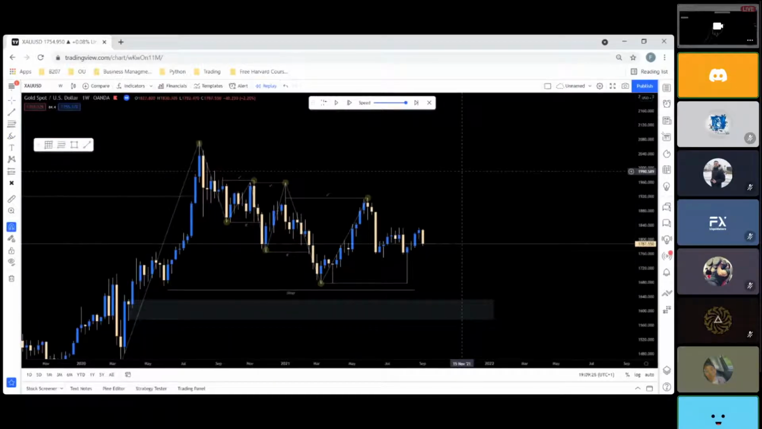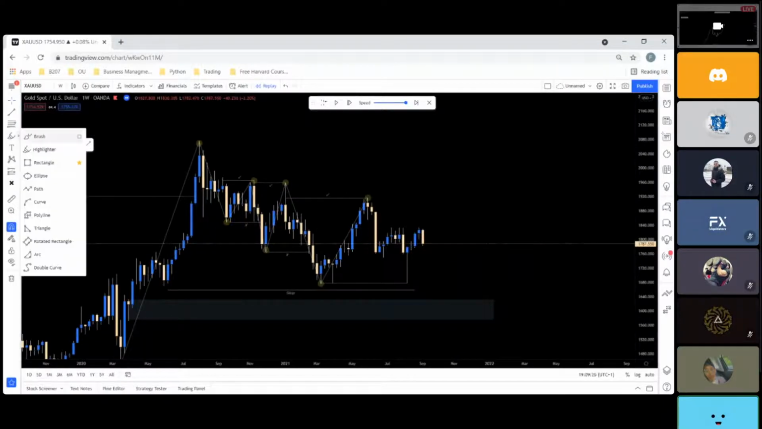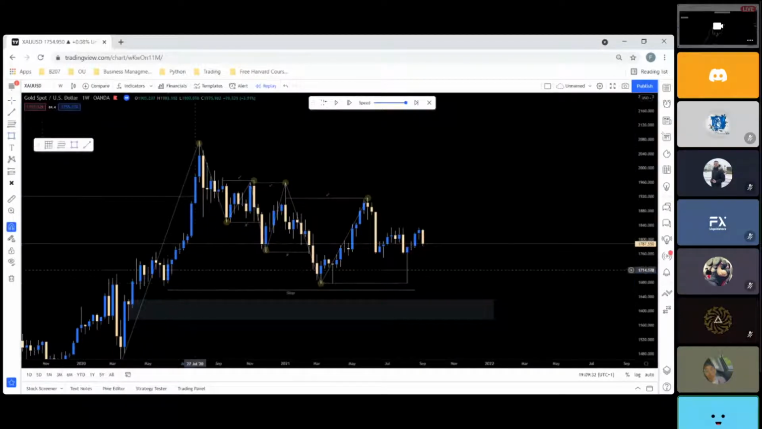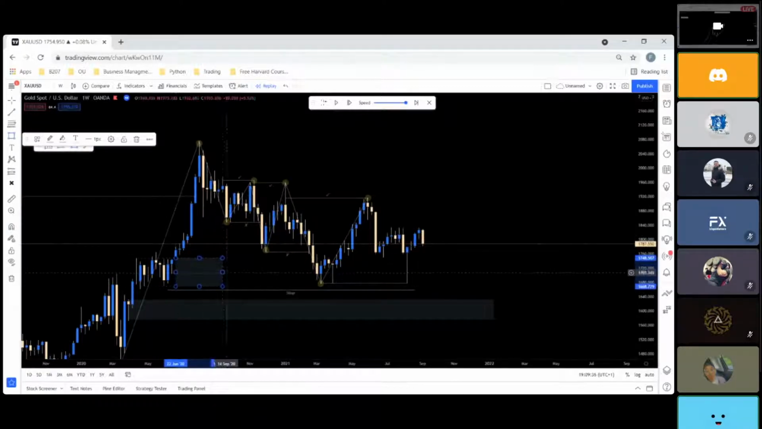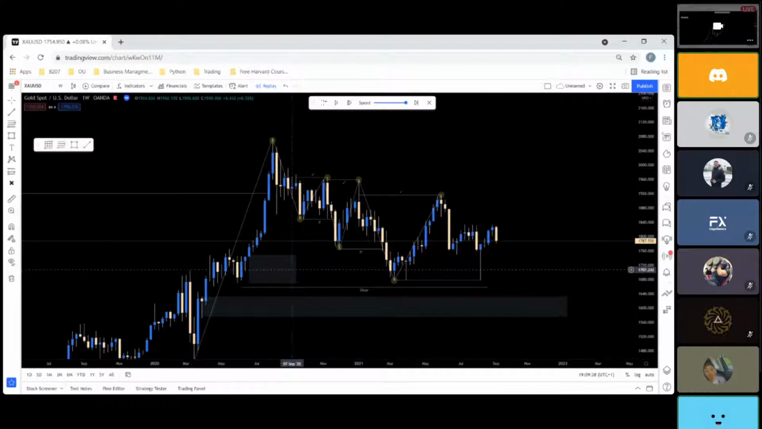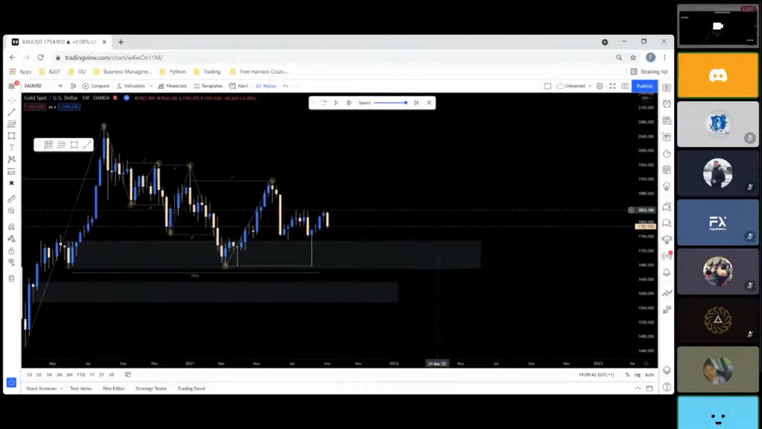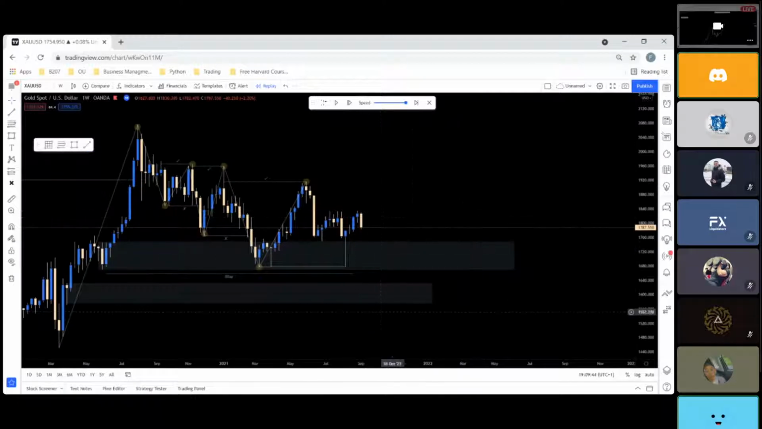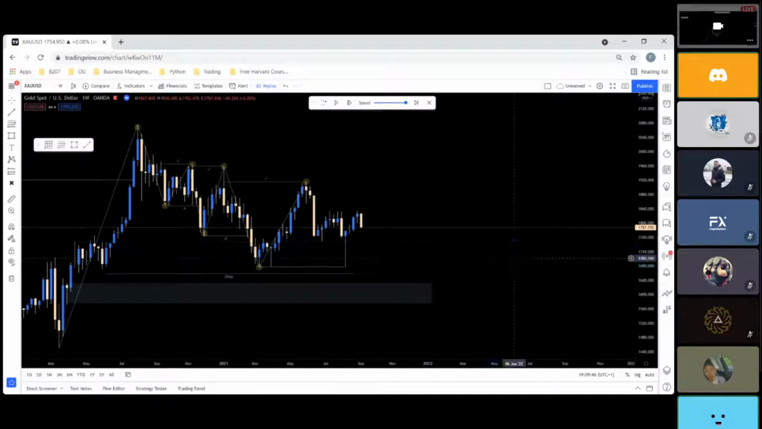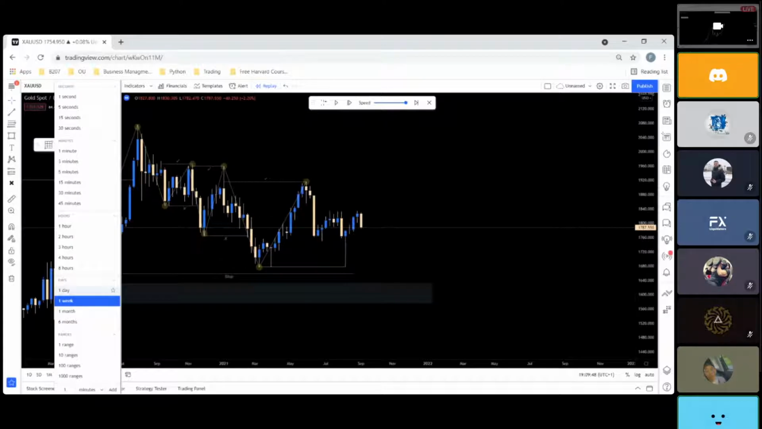Yeah, so at this point I'm sort of satisfied. I'm not really looking for some major longs to come out of here, this demand zone. So, for me, I really got that bullish bias in place. So we go down to the daily.